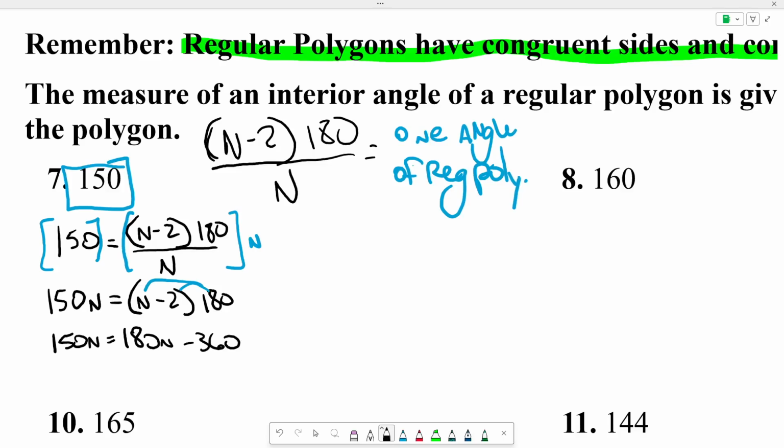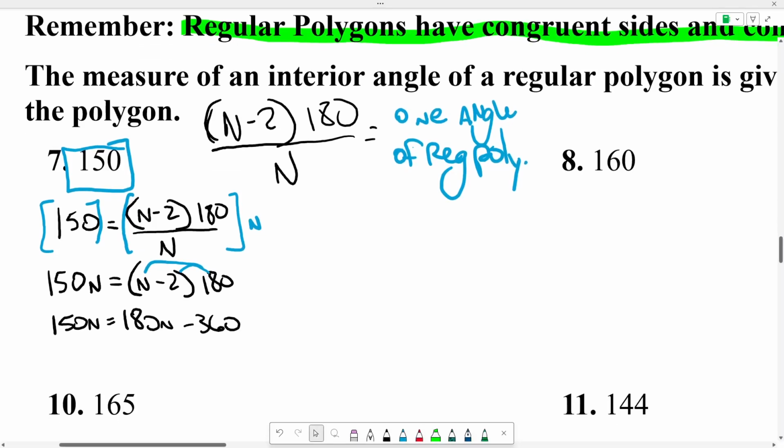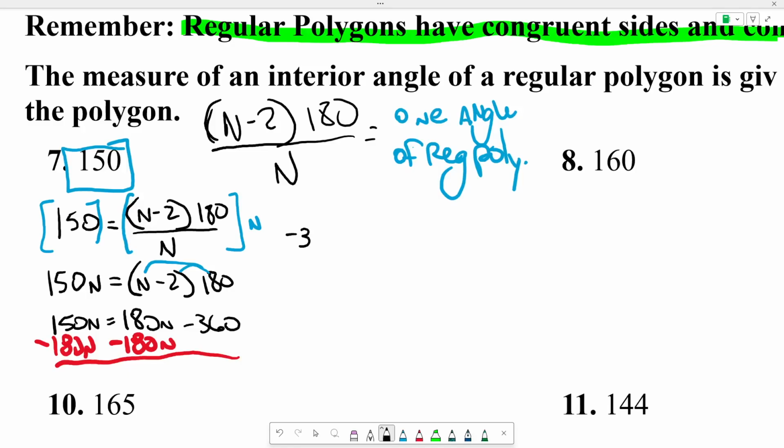Now I got to get all the n's on the same side. Normally we move the smaller one, but that would add extra steps, so we're going to move my 180 n to the left. And I see that I have negative 30 n is equal to a negative 360. One more step. I'm going to divide both sides now by negative 30. The 30's here divide out making 1, leaving n, which is my goal.